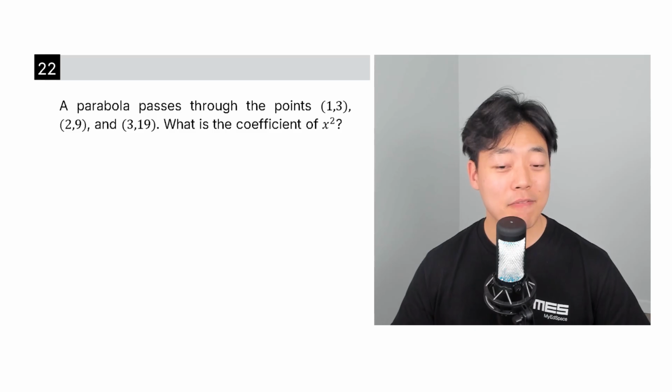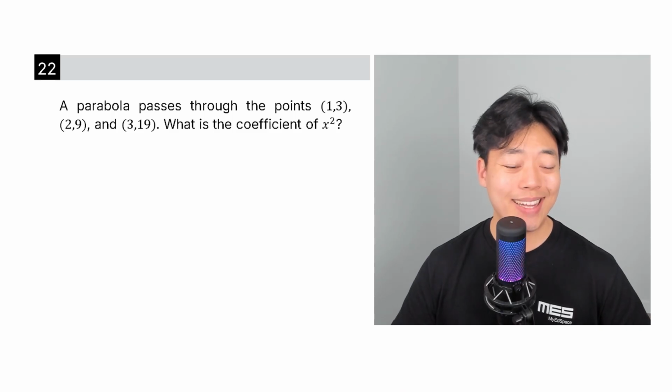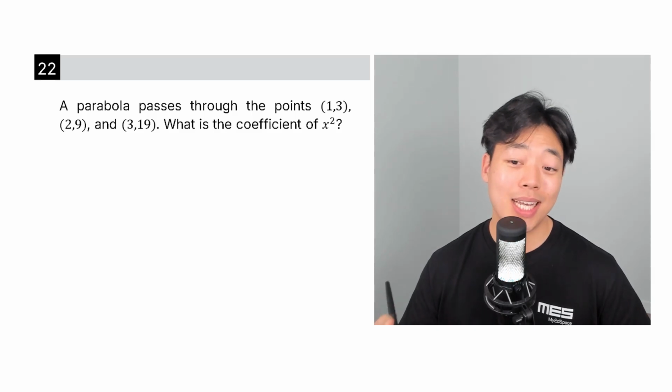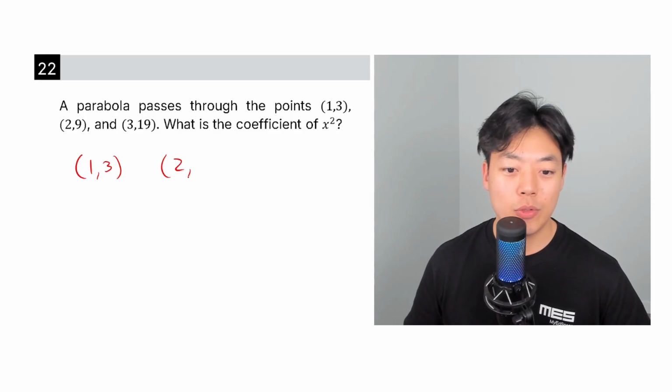Now, this is a very challenging problem. This is probably the problem that will keep a lot of students from hitting that 800. A lot of students will get that 780 or 790 because of this type of problem. So lock in. Let's try this out. We have (1, 3), (2, 9), and (3, 19).